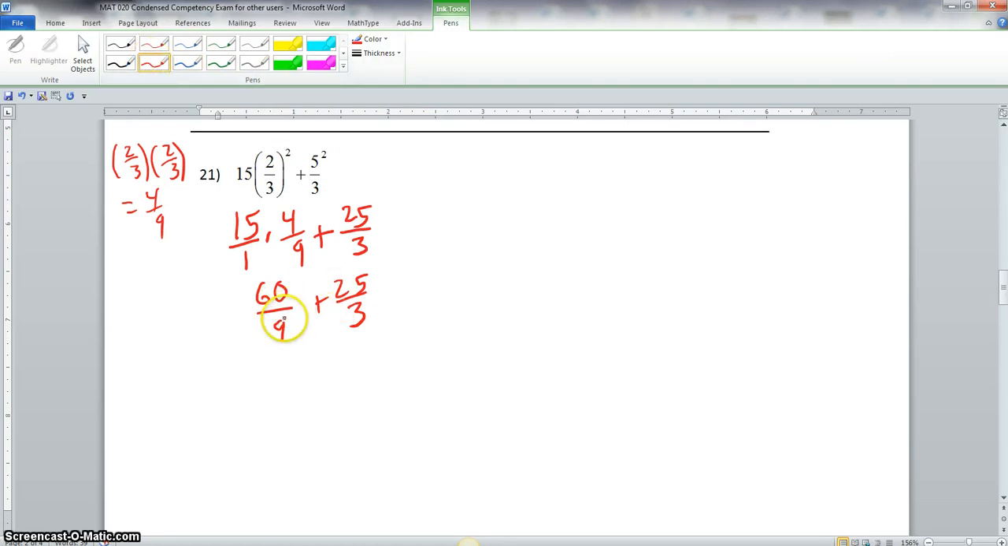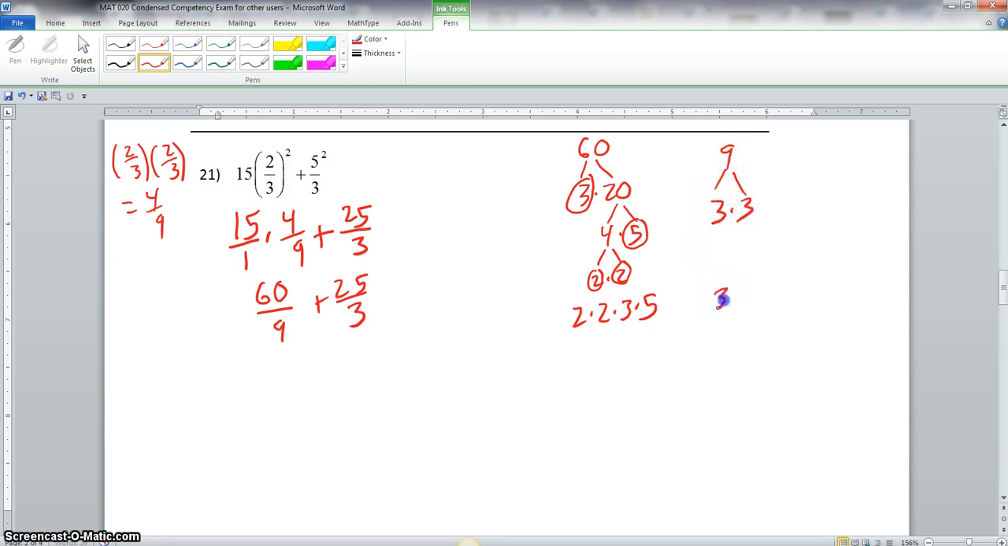Let's simplify this 60 over 9 if we can. Now 60 prime factorization, we know that 3 times 20 is 60. 3 is prime. 20 breaks down to 4 times 5. 5 is prime. And 4 breaks down to 2 times 2. So we have 2 2s, a 3, and a 5. Now that would be 60's prime factorization. Now 9 prime factorization is 3 times 3.